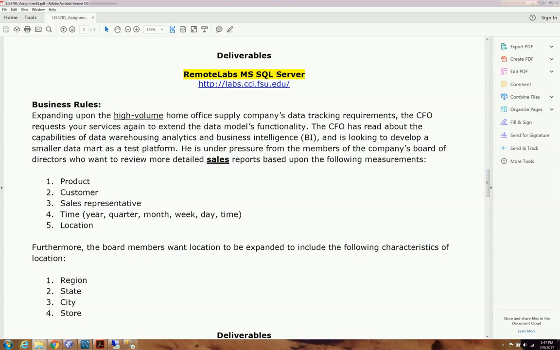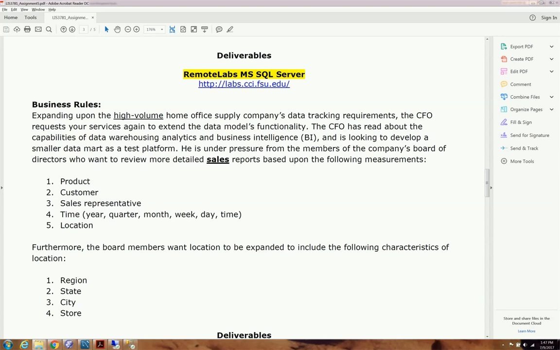So expanding upon the high volume Home Office Supply Company's data tracking requirements, the Chief Financial Officer, that is the CFO, requests your services again to extend the data model's functionality. The CFO has read about the capabilities of data warehousing analytics and business intelligence, that is BI, and is looking to develop a smaller data mart as a test platform. And that's in fact what happens.